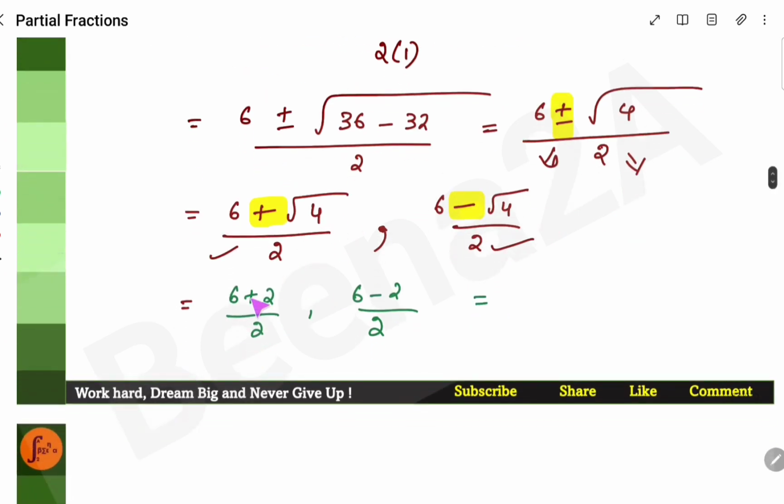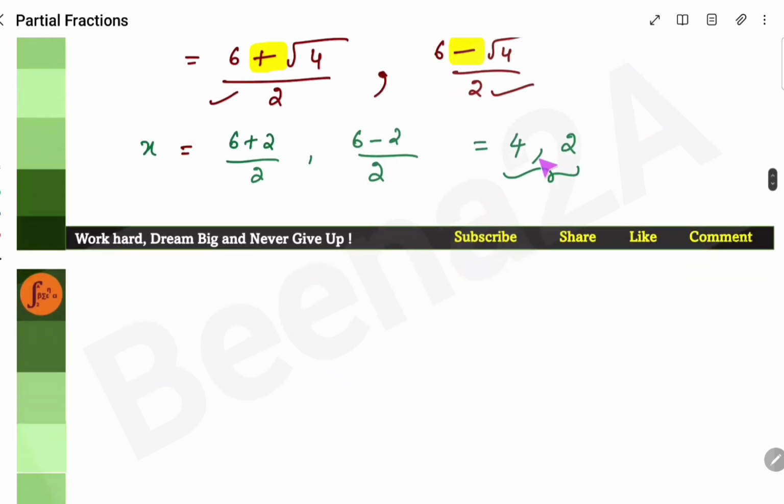So I'll get 6 plus 2 by 2 is 8 by 2. 8 by 2 is 4. 6 minus 2 is 4. 4 by 2 is 2. So these are the two values of x. What are the values of x? 4 and 2. Now I should write it in the form of linear equation.